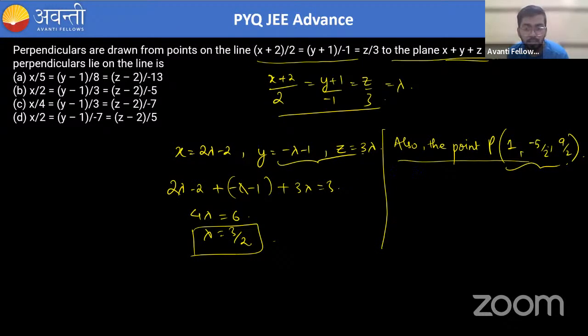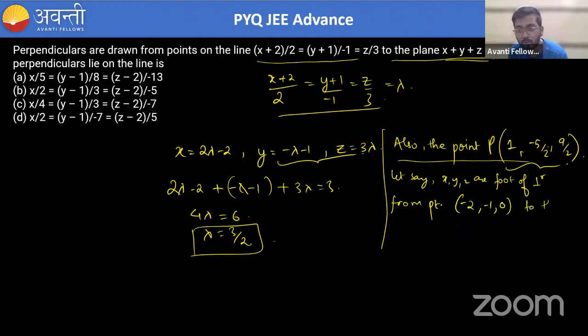Now let's say that x, y, z is the foot of the perpendicular from the point (-2, -1, 0) to the plane x + y + z = 3. This is a point on the given line, right? So we can say that x, y, z is the foot of the perpendicular from this point to the plane x + y + z = 3. So how to find that foot of the perpendicular?